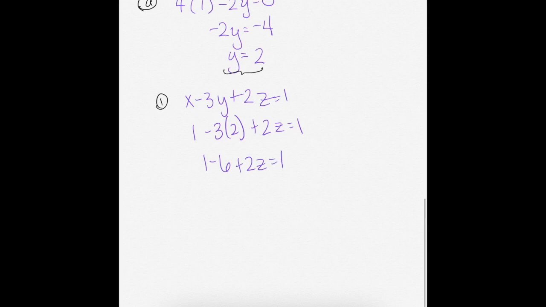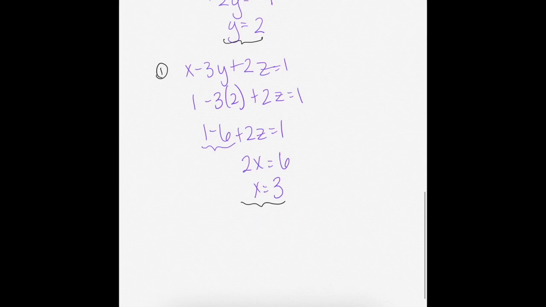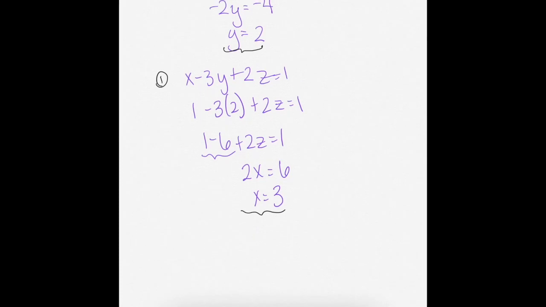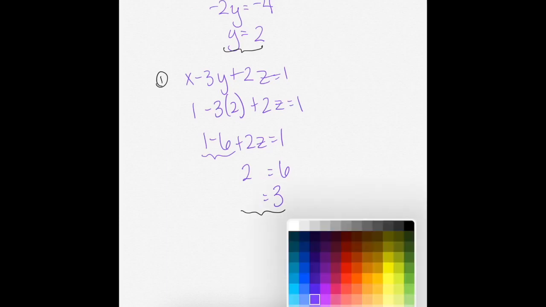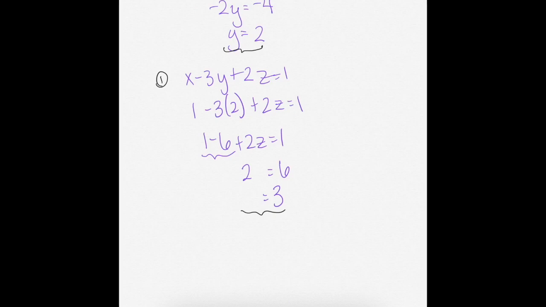All right, so I get 1 minus 6 plus 2z equals 1. So this makes negative 5. When I add 5 to the other side, I'll get 2z is equal to positive 6, which gives me z is equal to 3. All right, I have all 3 of them. So my solution set, did anyone catch my mistake here? That was supposed to be a z, not a y.